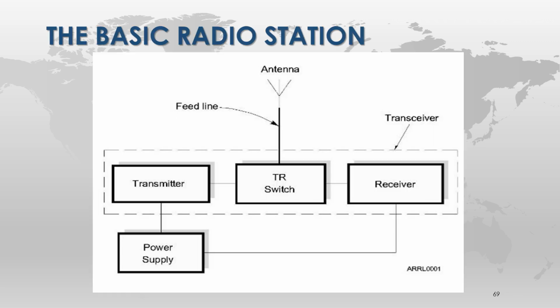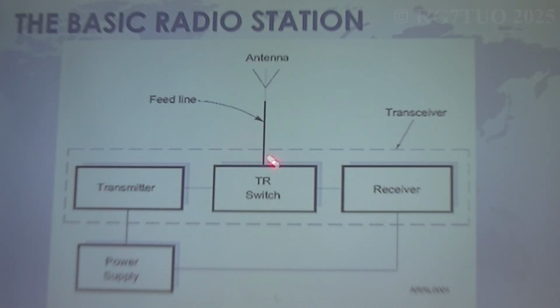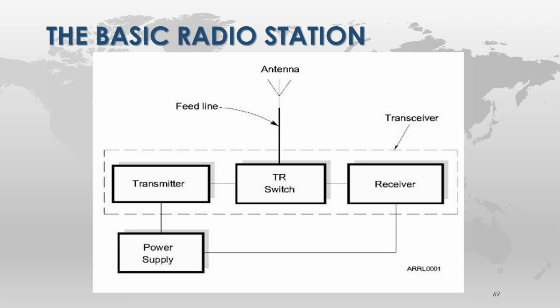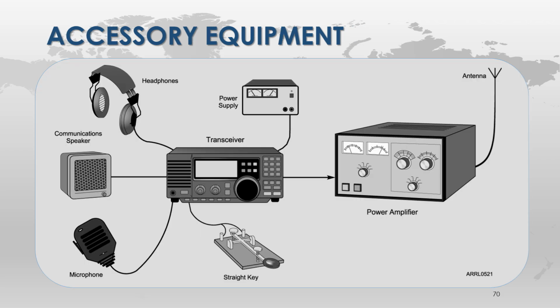Okay, the basic radio station, we've seen this again. Transmitter, receiver, switch, the power supply, because you've got to have power to both. And you've got the antenna and the feed line, of course, because you've got to get the signal to the antenna somehow.